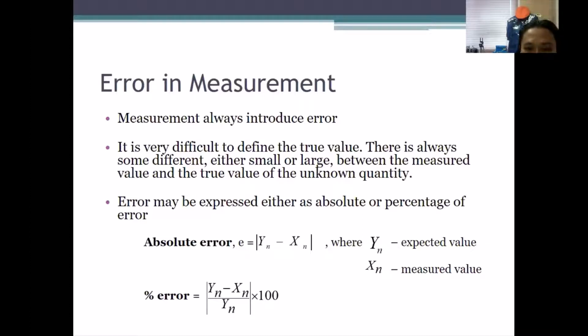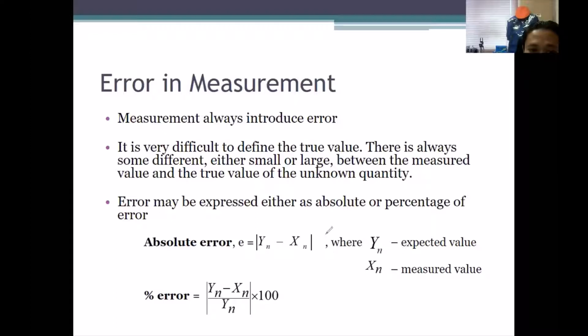Okay, so error can be expressed either as absolute error or percentage of error. Absolute error will be positive. This is the formula for absolute error: expected result minus measured value. For example, for our battery, 14.8 volts minus 15.08 gives negative 0.28, but because it is absolute error, it will be positive 0.28. The error will be 0.28.